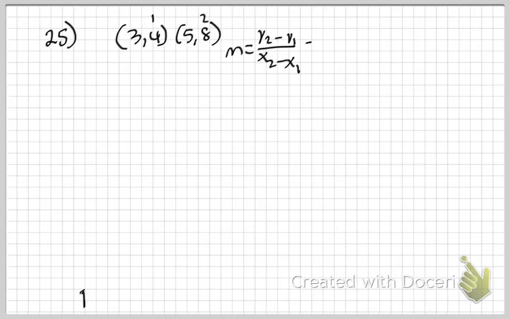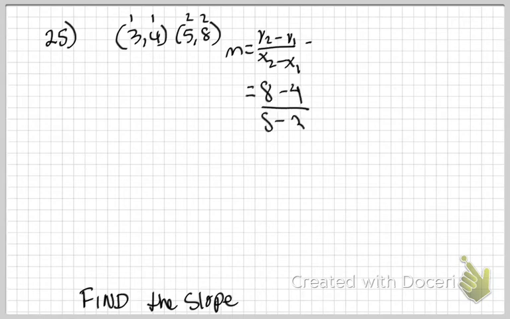So I'm subtracting the 8 and 4, and then I'm subtracting the 5 and the 3. And what do we get? m equals 4 over 2, which is 2.